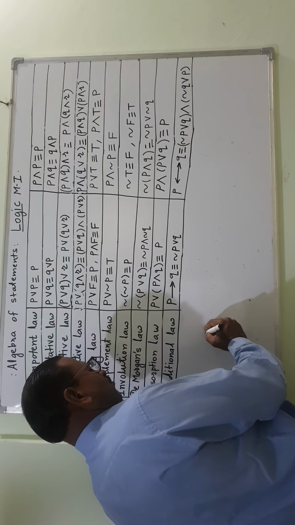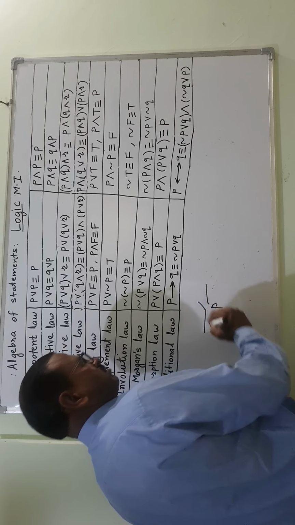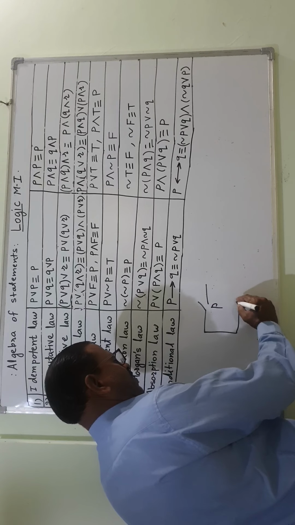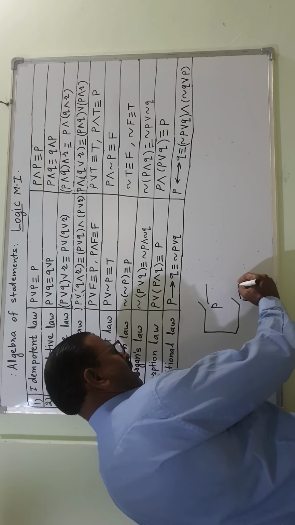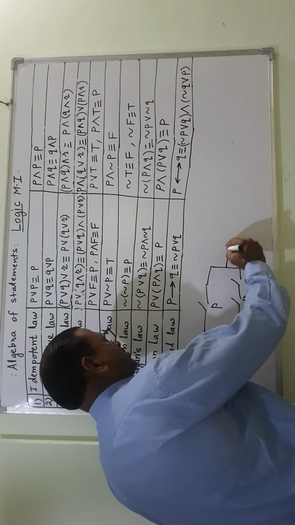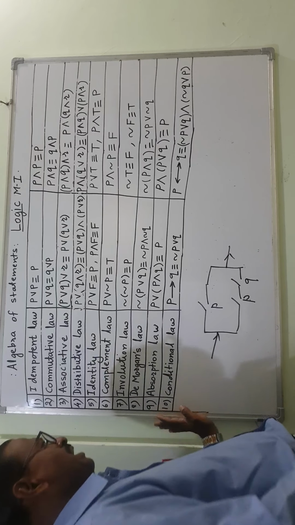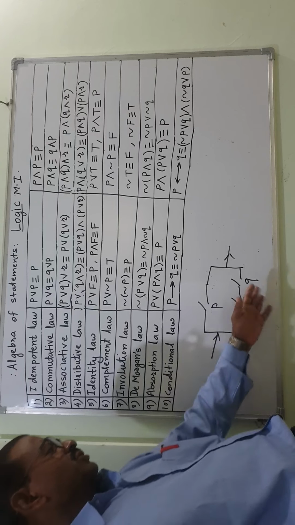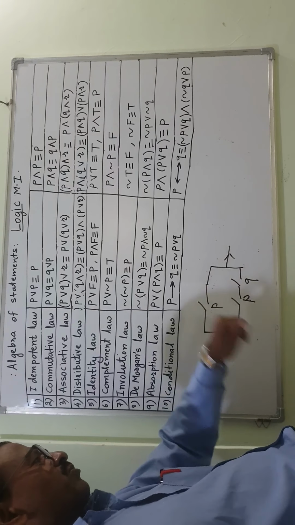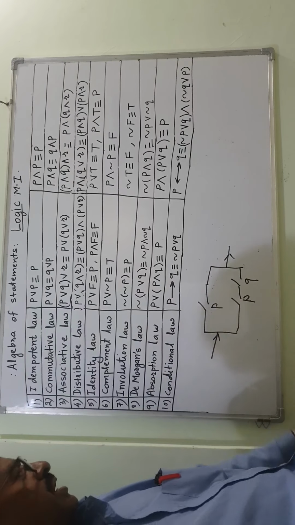So I will have the switch P. This is switch P. P and Q. Here it will be P and Q. This way the circuit is. Absorption law. That means this Q is getting absorbed, means of no use. I will try to make the truth table of these two, and from that you will understand it. This is the circuit.